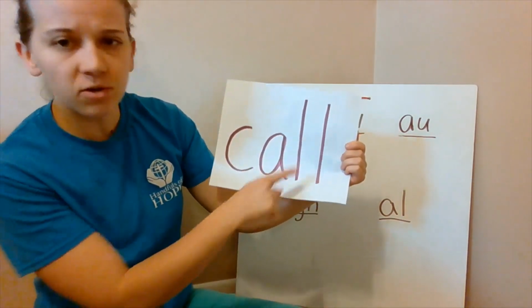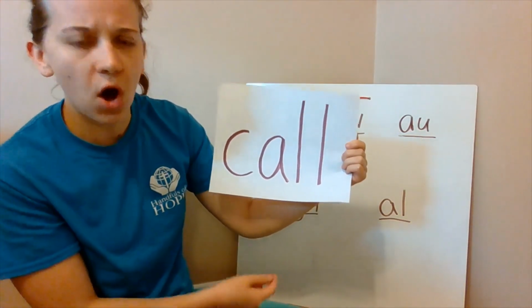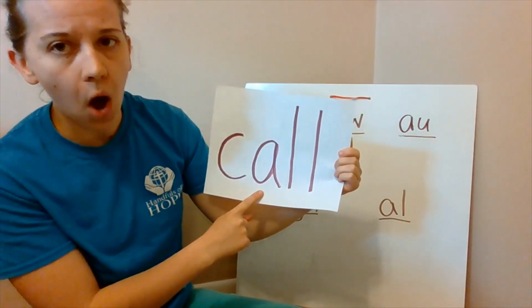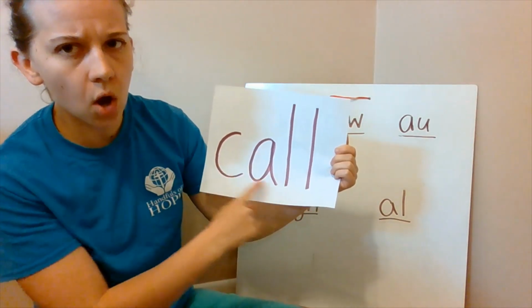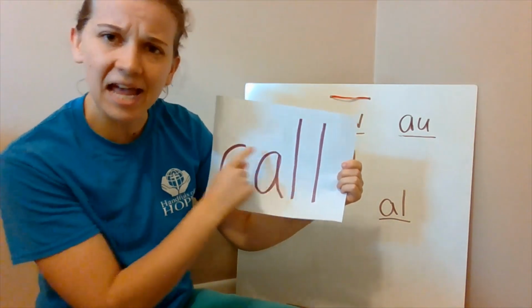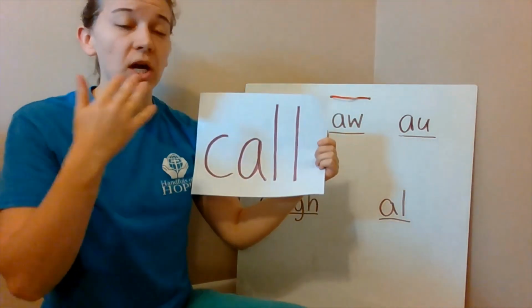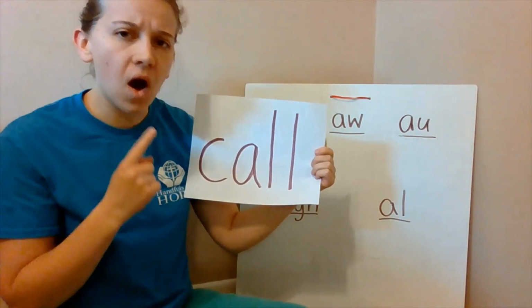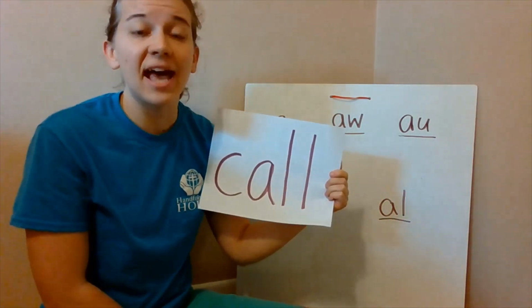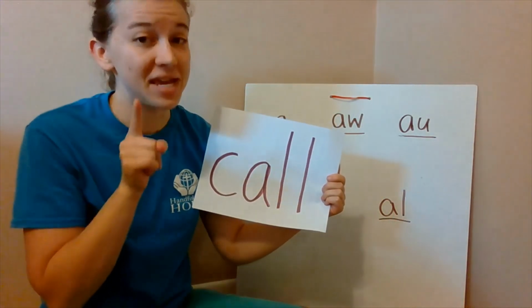But what about this middle sound here? It's call. K. Aw. Call. Aw. This A says aw. It doesn't say ah or the long A sound. It says aw. So this is the sound that we are going to be focusing on this week and the different letter combinations that make that sound.